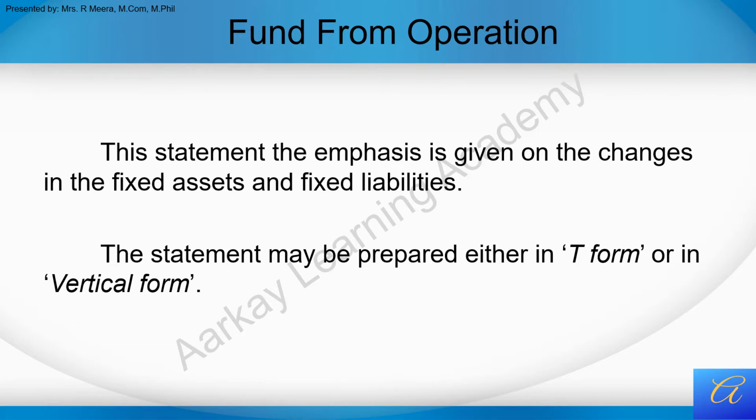Now, an organization, while preparing final accounts, will prepare the trading account, profit and loss account, and balance sheet. In the profit and loss account, we record all the indirect expenses and all the indirect incomes. The difference between the indirect incomes and the indirect expenses is our net profit. This net profit shows the financial position of the organization. It will not show the fund from operation.